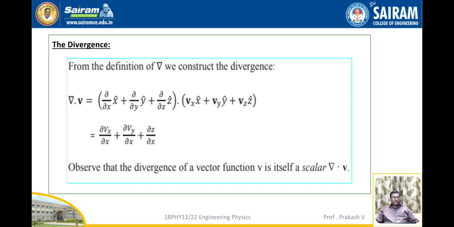Next, now divergence. From the definition of del, we construct the divergence as del dot v, that is equal to dou vx by dou x plus dou vy by dou y plus dou vz by dou z. So the divergence of a vector function v is itself a scalar, that is nothing but del dot v.